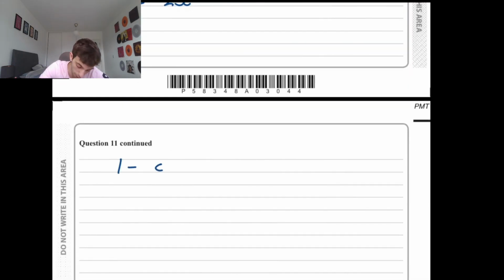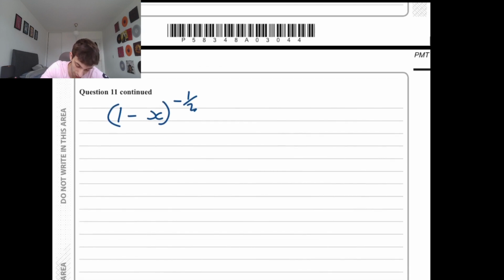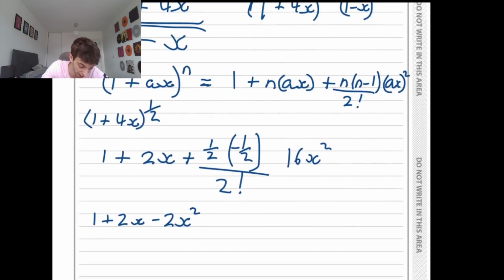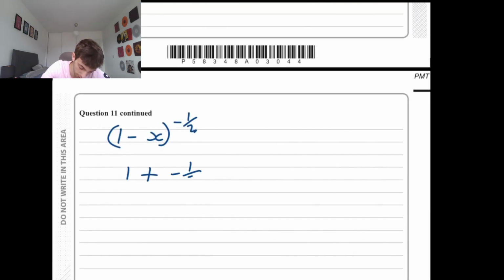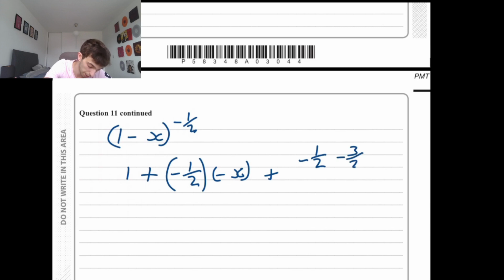So let's move on to the next bracket, which was 1 minus x to the power of minus a half. Same idea as before. So we're going to have 1 plus, this is going to be n times ax. So we have minus a half multiplied by minus x. And then we're going to be adding on n times n minus 1. So it's going to be minus a half multiplied by minus 3 over 2, taking away 1, over 2 factorial. And we have minus x all squared.